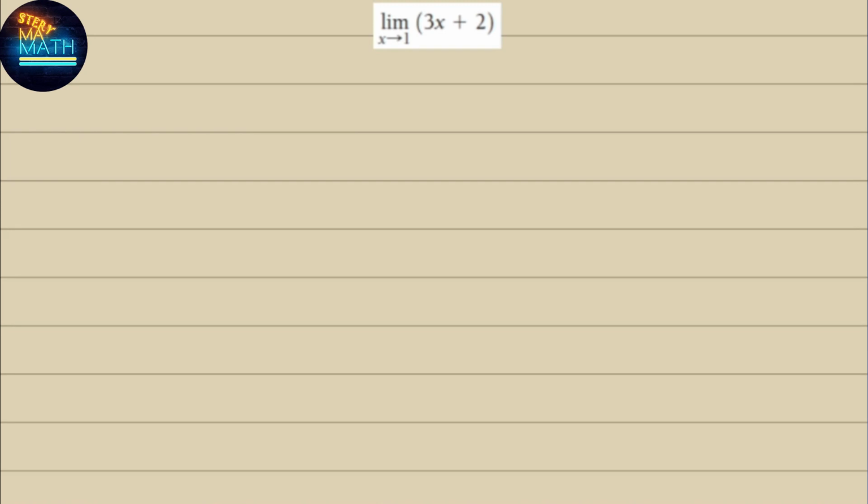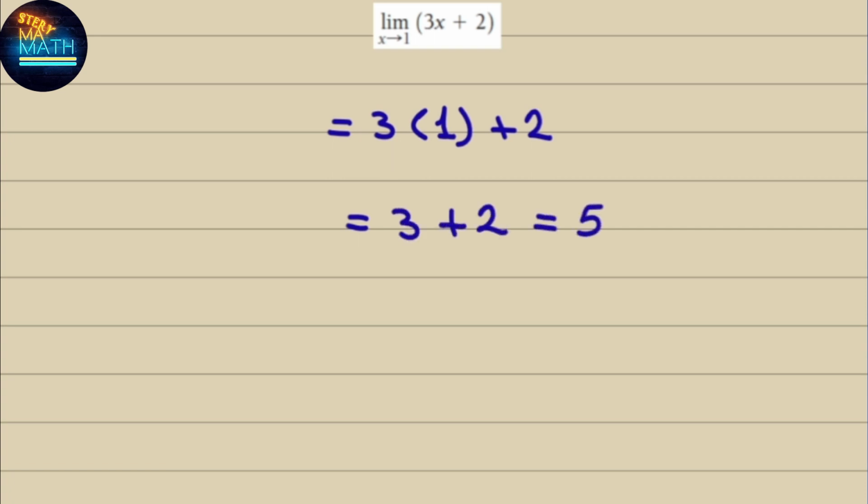Now here in this example, find the limit as x approaches 1 of 3x plus 2. First I will try the direct substitution, right? I mean that I will plug in 1 in the expression. So it will be 3 times 1, and instead of writing x, I'll write 1, and then plus 2. 3 times 1 is 3, plus 2 is 5, and this is the answer.